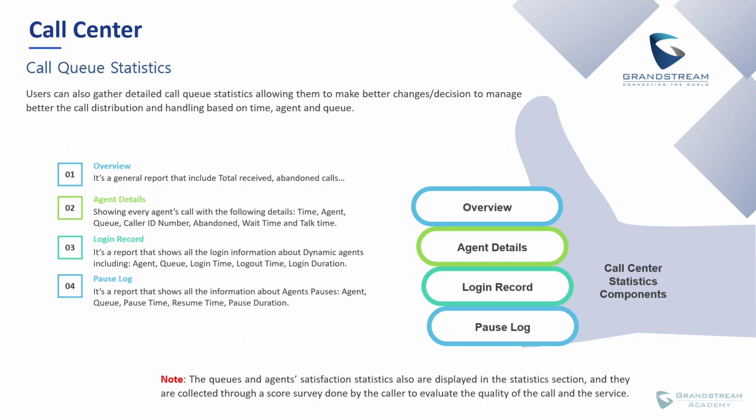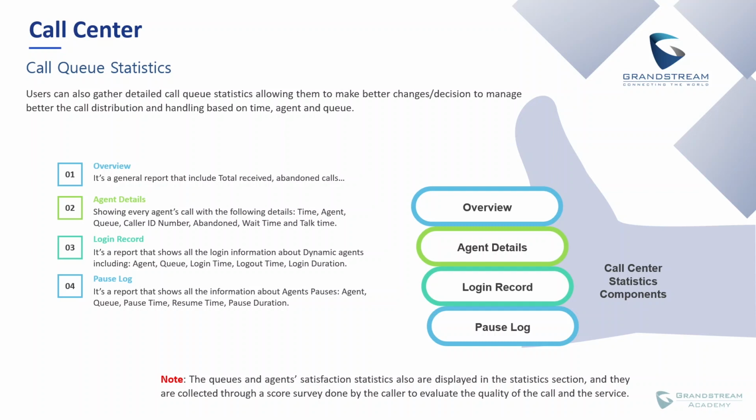The information available in this section is: agent, which is the extension that logged in and logged out; queue, the queue that extension logged in and logged out of; login time, the time that extension logged into the queue; logout time, the time that the extension logged out of the queue; and login duration, the total length of the time that the extension was logged in.